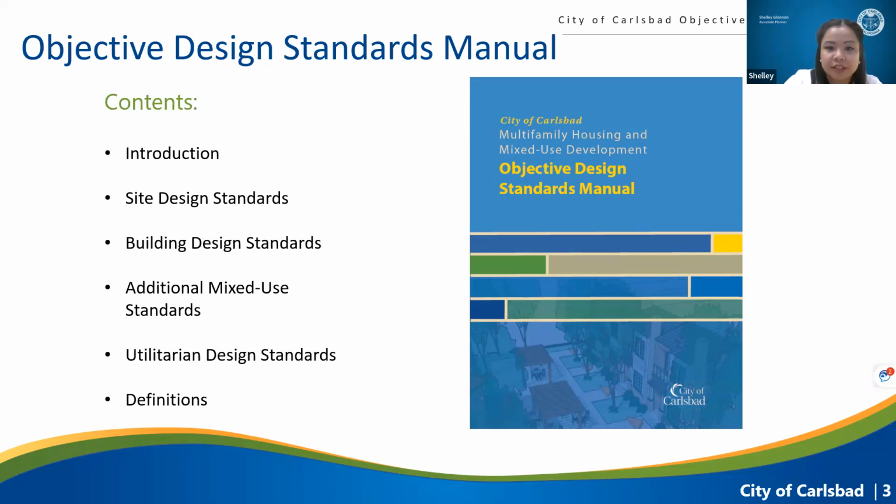Section 5 is the utilitarian design standards. This addresses many different topics, which are considered small elements, but are present in nearly every housing development, such as equipment and utility screening, fences and walls, and lighting. And the last section includes definitions, and this obviously includes clearly defined terms, which is necessary in order for these standards to be objective.